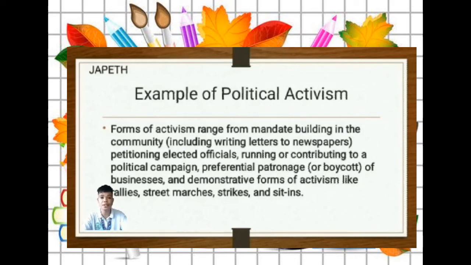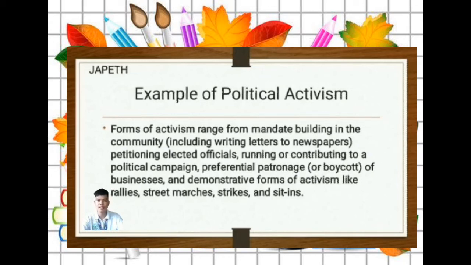So running or contributing to a political campaign, for example, is done by our aspirant government politicians for their specific positions. They are supported by their party list, businessmen, and even local supporters. So preferential patronage or boycott. The act of boycott is to stop buying or using the goods or services of a certain company or country as a protest. For example, when a businessman stops buying paper products made with rainforest wood to protest deforestation.